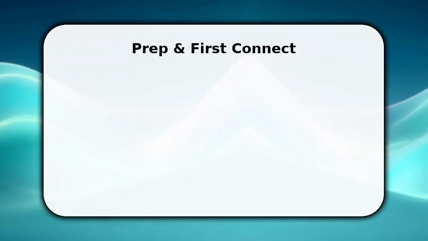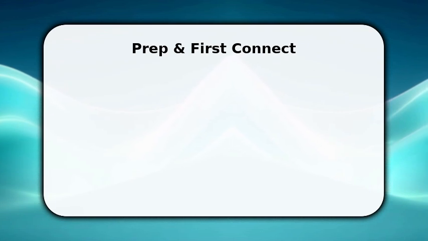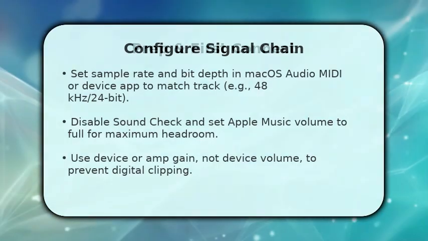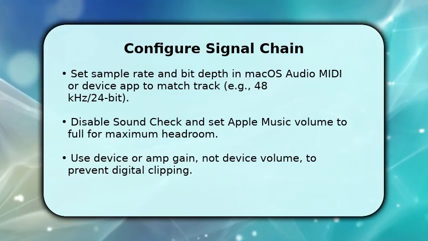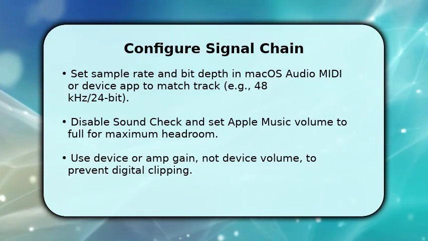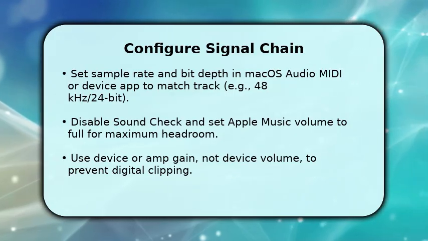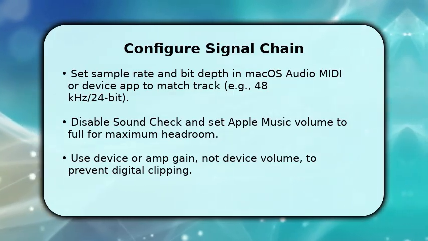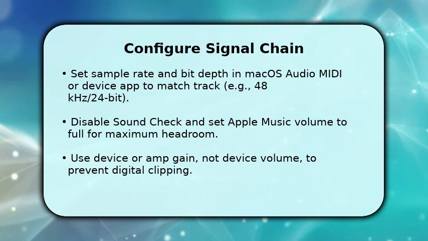Next, configure the signal path so nothing limits the peak. On a Mac, open Audio MIDI Setup and select the DAC sample rate/bit depth to match the tracks. On iOS, use the DAC vendor app to set native format pass-through.